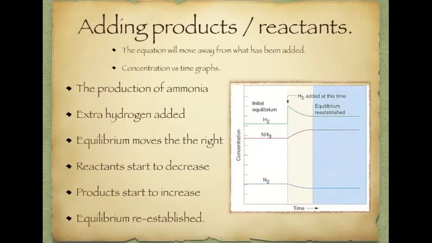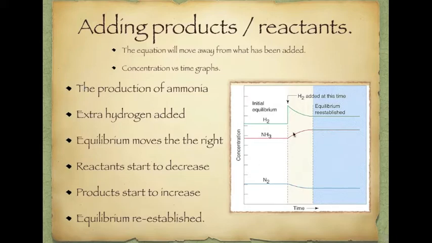First of all, adding products or reactants. What Le Chatelier says is that when you add a product, the reaction will move to oppose that change, and thus you'll move the reaction to the left, away from the products towards reactants, and it will oppose that addition of your product. If you add a reactant, the reaction will move forward to oppose the addition of that reactant.